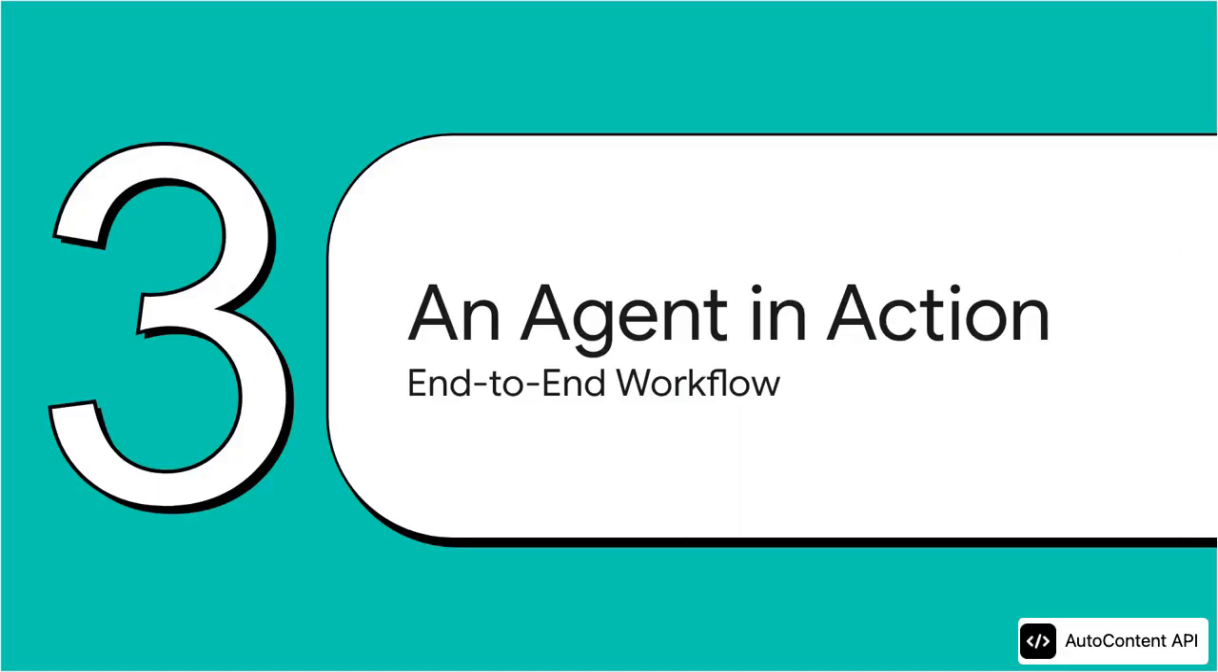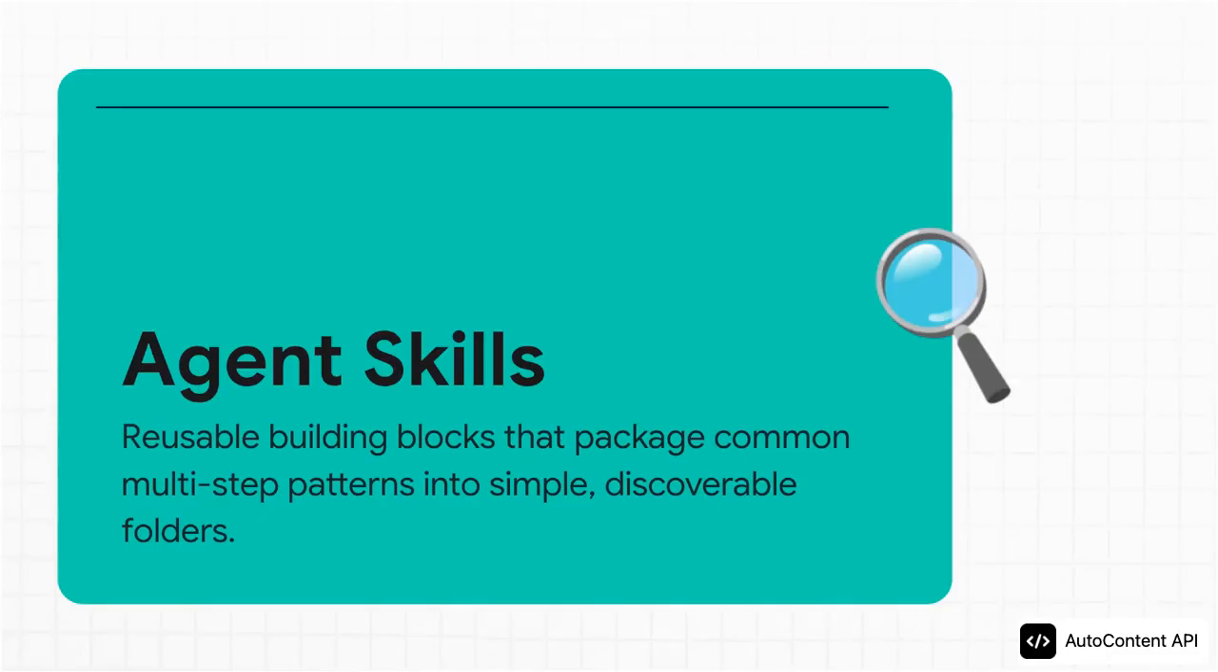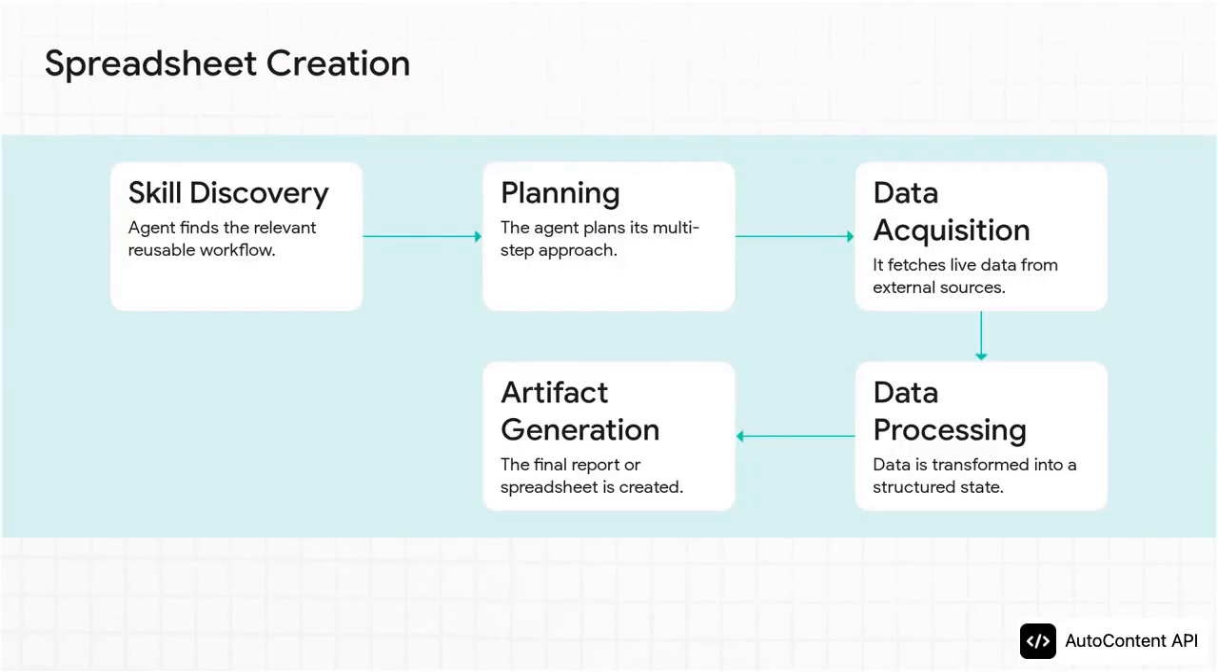Okay, so we've seen all the individual pieces and the smart solutions to the hard problems. Now let's put it all together and see what this looks like in a real end-to-end workflow. To make these agents work smarter, not harder, you don't want them reinventing the wheel every single time. And that's the whole idea behind agent skills. Think of them as prepackaged, reusable playbooks for common tasks. A skill is really just a simple folder with some instructions that the agent can find and use all on its own.